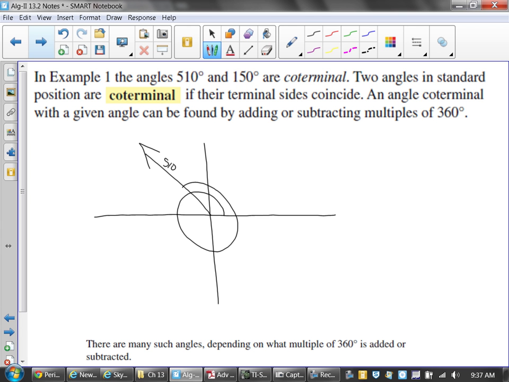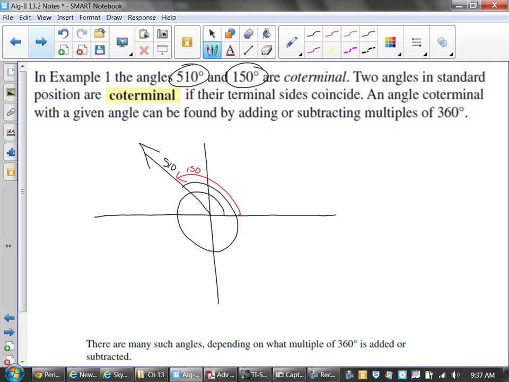Correct. What happens here is that 150 and 510 are what they call coterminal because the terminal side, the ending spot of the angle, is in the same position. It just so happened one of them got spun around one more time to be there. So these two angles would be called coterminal: two angles in standard position that share the same terminal side.